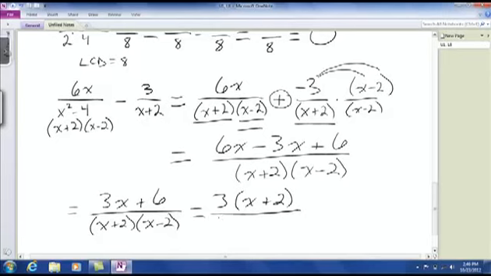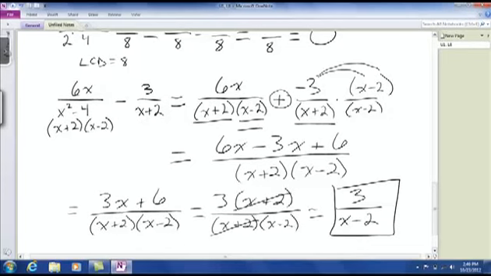Because now I've got x plus 2 on the bottom and x minus 2 on the bottom. Now, since we're multiplying everything, x plus 2 cancel each other out. And my final answer is 3 over x minus 2. And now you jump for joy.